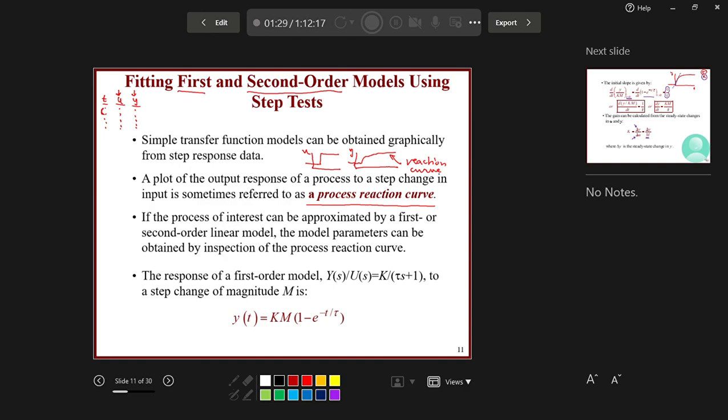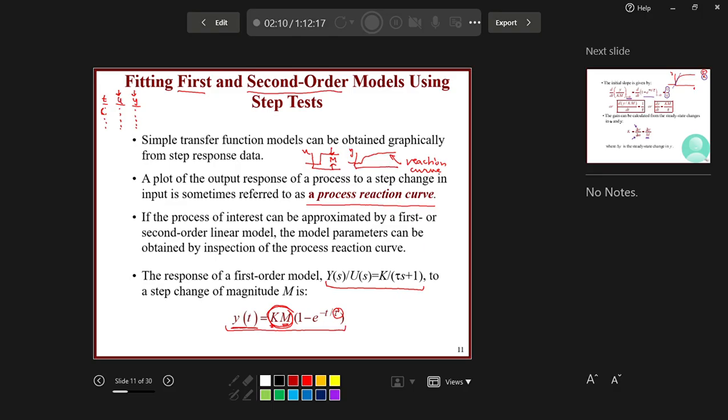Considering the first order model, this is the form of the transfer function in the Laplace domain, and this is its form in the time domain. Remember that K times M, where M is the size of the input, and K is the steady state gain of the process. K times M together will represent the final steady state of the y. Tau is the time constant for the process, which represents the speed of response.